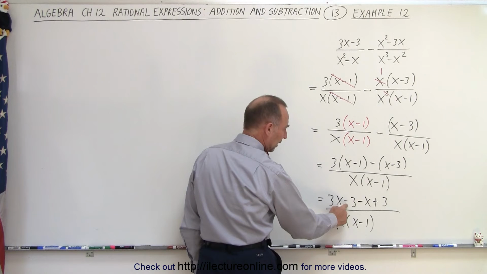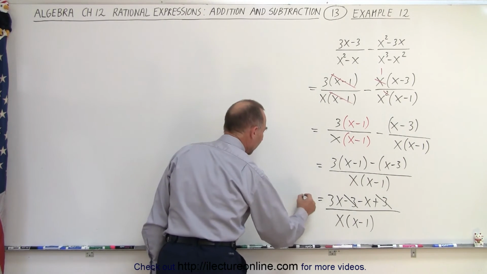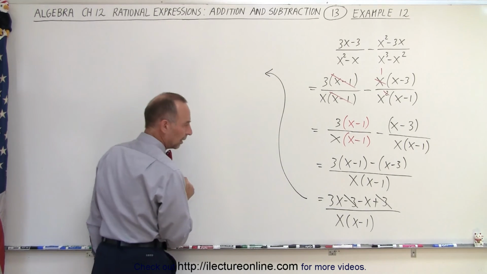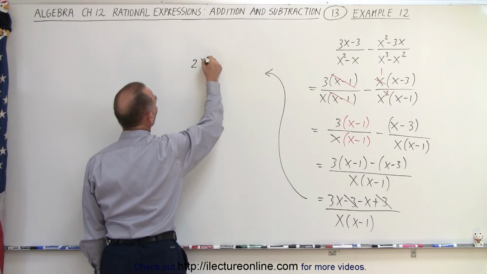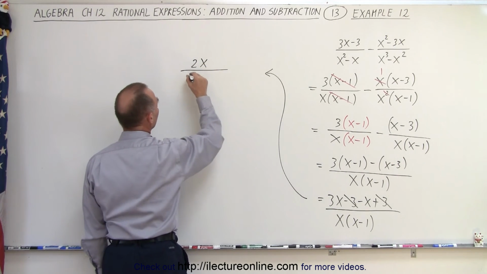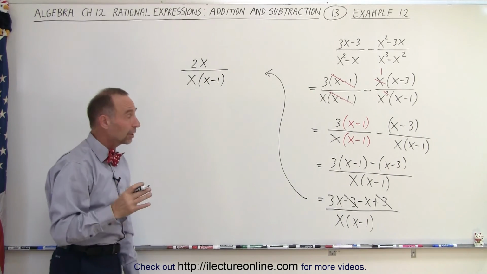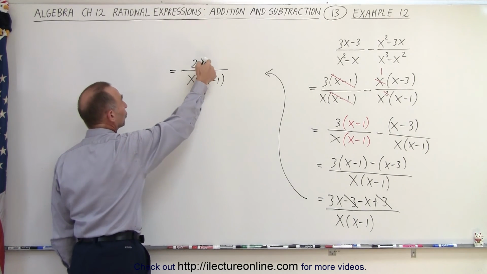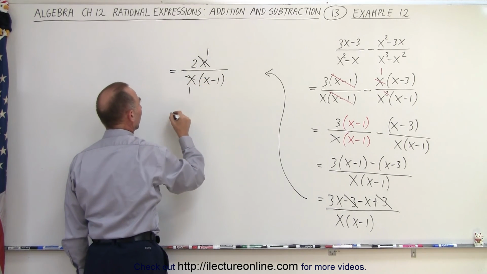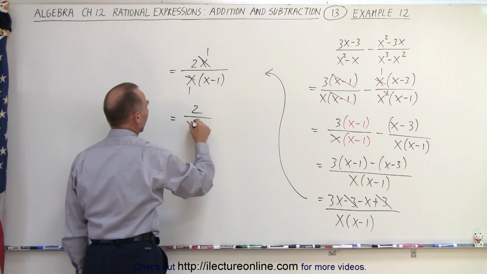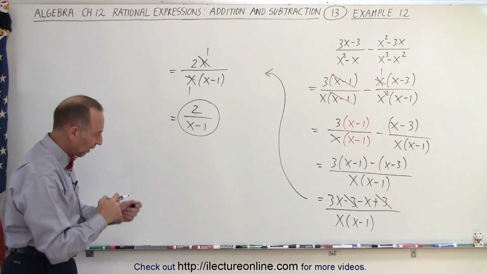Now notice in the numerator I have a minus 3 and a plus 3, they cancel out. And then by collecting common terms, I can see that in the numerator 3x minus x, which is 2x, divided by the denominator x times x minus 1. And then again, I look at that and realize that both the numerator and the denominator have the factor x, so I can cancel those out, and I'm left with 2 over x minus 1 as the final simplified form of that subtraction.